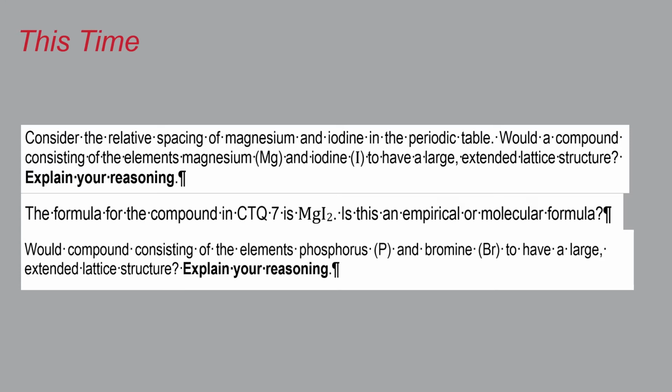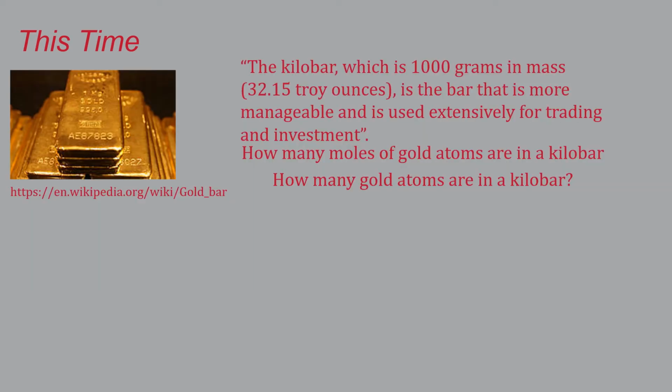All right. And just to give you something to shoot for here, by the time we're done today, you'll be able to answer these couple of questions. So you'll know something has a formula of MgI2, you'll know whether it's an empirical or molecular formula, and you'll know about it for phosphorus and bromine. And also, there are these things called kilobars of gold. They are a relatively small, somewhat portable piece of gold that happens to weigh 1,000 grams. And by the time we're done, you're going to tell me exactly how many atoms are in that kilobar. All right, so let's get to both of those things.